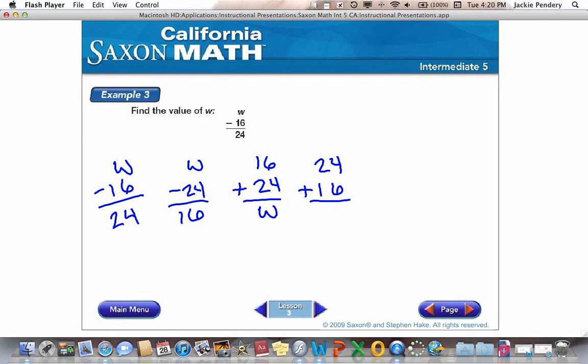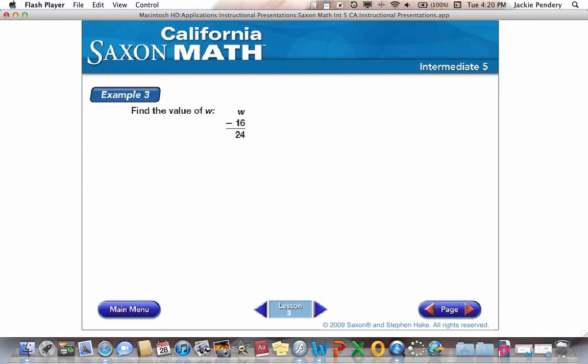Okay, here we go. So now I'm going to add. 4 plus 6 is 10, carry the 1. 1 plus 2 is 3, plus 1 is 4. So W equals 40, or 40 equals W, and here is my answer. Okay? All right, let's go on to example number 4.